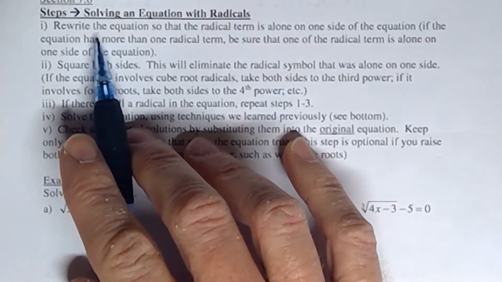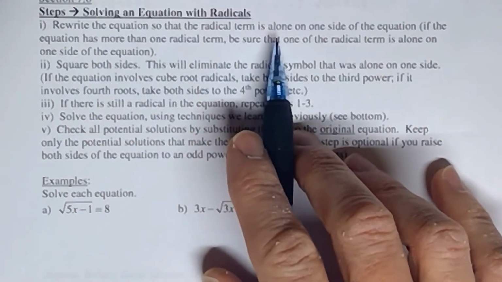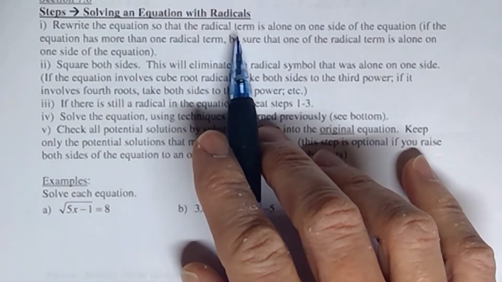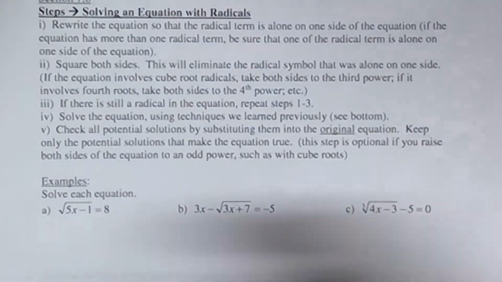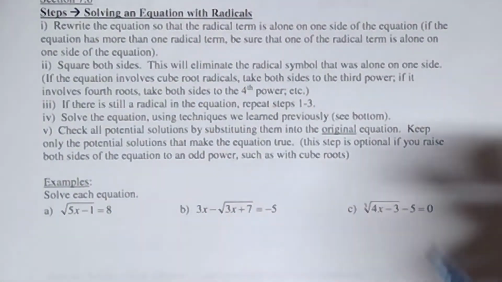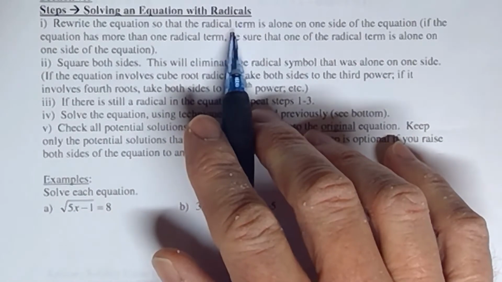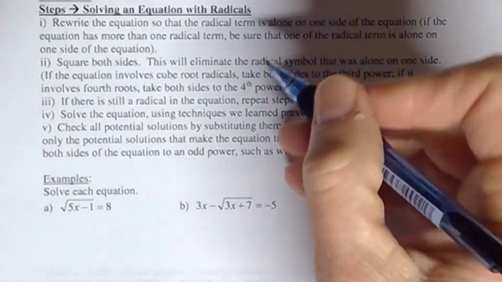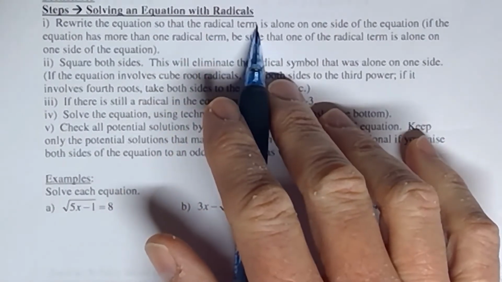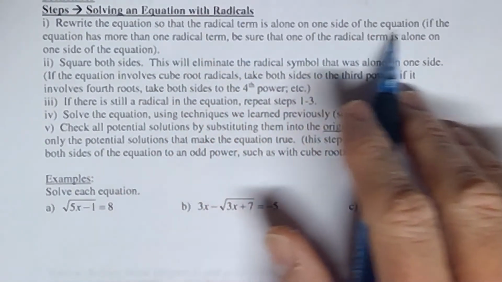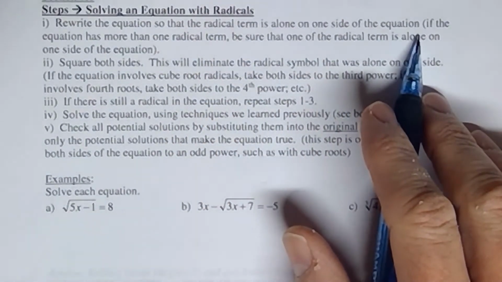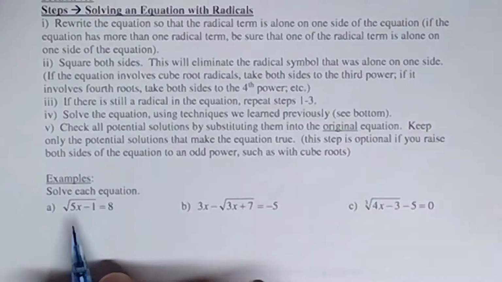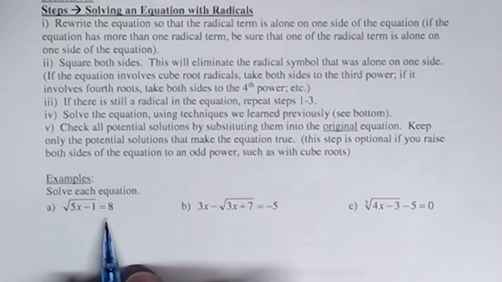So it says here, rewrite the equation so that the radical term is alone. In particular, if there's something outside the radical, it would be easier to get rid of that as well. I'll talk about that, even though that's a part of the radical term. So it's the radical itself you want to get alone, normally on one side of the equation. As you can see here in problem A, that's the case already. You have a radical alone on one side.